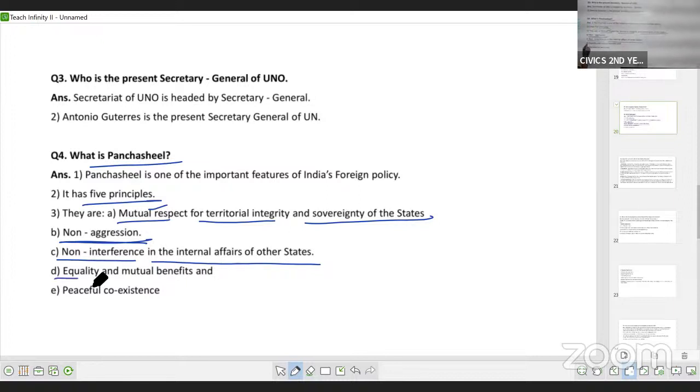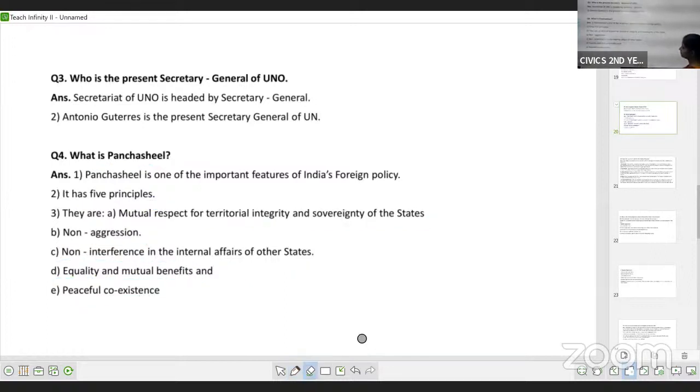Then equality and mutual benefits. No country should feel that it is superior and the other state is inferior to it. There should be equality and mutual benefit, and all the states should coexist peacefully. So, peaceful coexistence is one of the principles of Panchsheel.